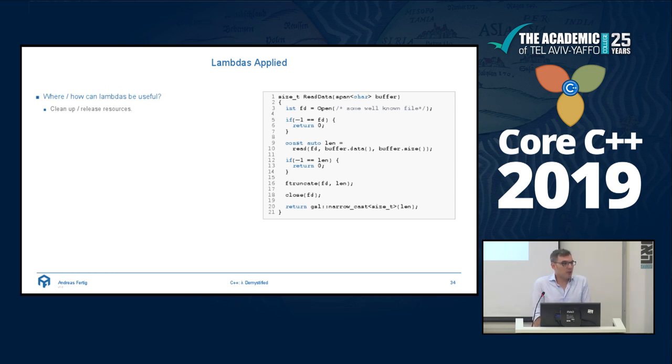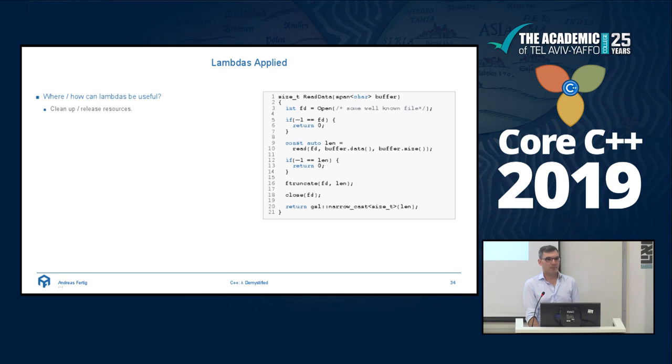Something about resources and cleanups. Have a short look at this code. It's merely POSIX API. I have a read data function which opens a file. If the open was not successful, it directly returns. Then it reads something from the file. It checks if the read was successful. Then it adjusts the file pointer, and then it closes the file and returns the value.